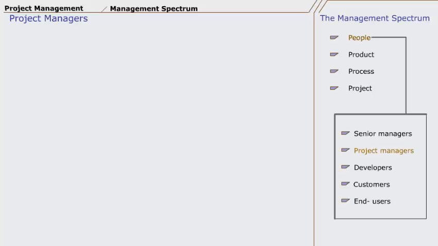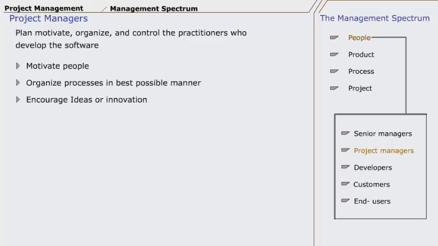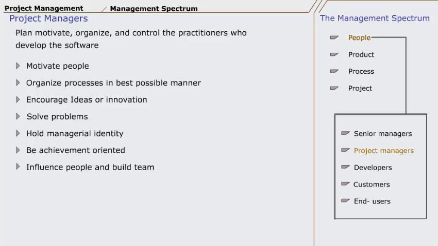Number 2, project managers. Plan, motivate, organize, and control the practitioners who develop the software. A project manager or team leader must have the ability to motivate people, organize processes in best possible manner, encourage ideas or innovation, solve problems, hold managerial identity, be achievement-oriented, and influence people and build team.